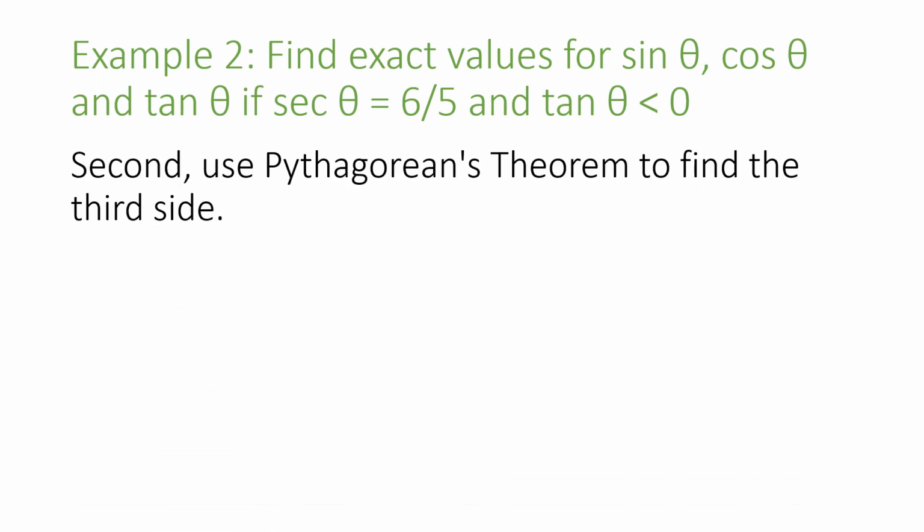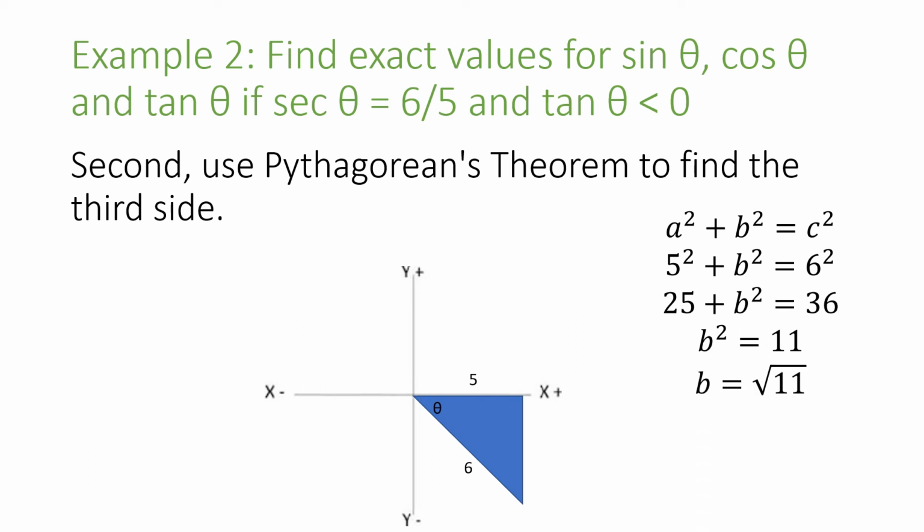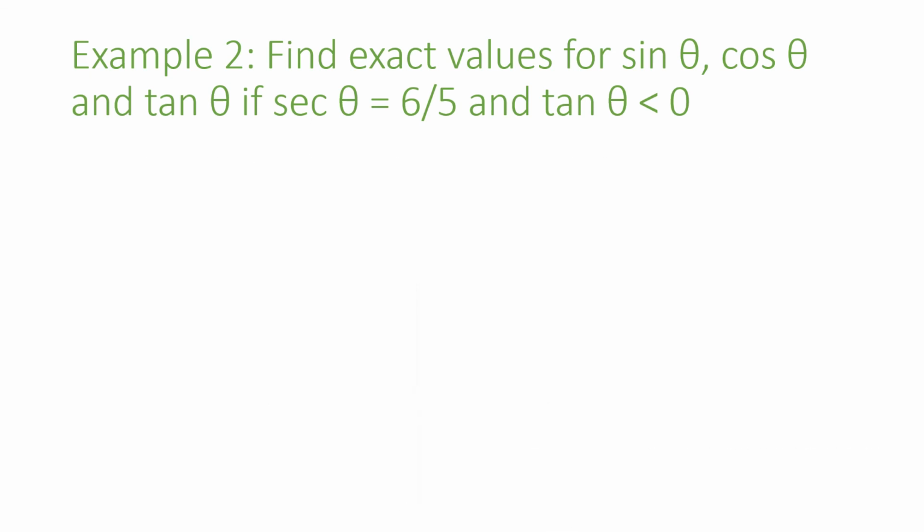All right, next we're going to use Pythagorean's theorem to find the third side. So here's our triangle. We have a squared plus b squared equals c squared. Our a is 5, our c is 6. So we have 25 plus b squared equals 36. B squared equals 11, or b equals the square root of 11. Now remember, b is technically plus or minus the square root of 11. Because we're in the fourth quadrant, I want my b to be negative because it's going down on the y-axis. So I throw that into my triangle, and now I have a completed triangle.